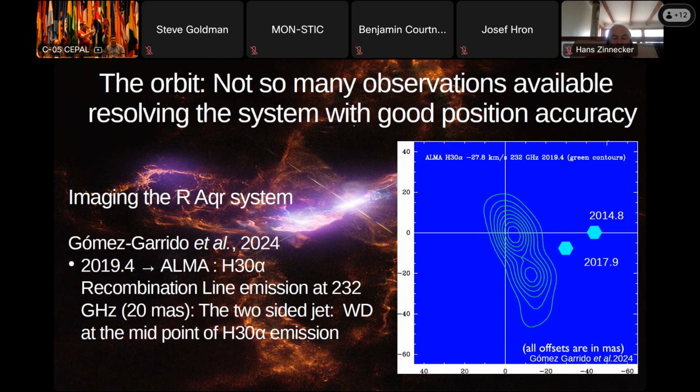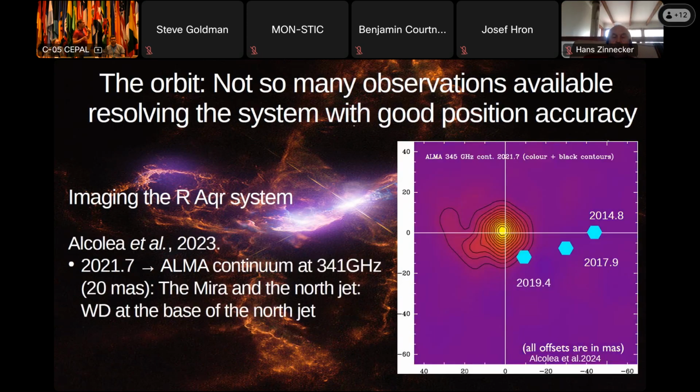Here it's H30 alpha that, as Miguel said, shows the bipolar outflow. So in that case, we suppose that the white dwarf was in the center of the outflow. So one more point. And then Javier Alcolea published two epochs in 2023. The first one was from 2021. It's also an ALMA continuum observation at 331 gigahertz with 20 milliarcseconds resolution.